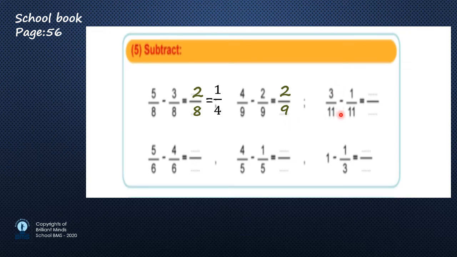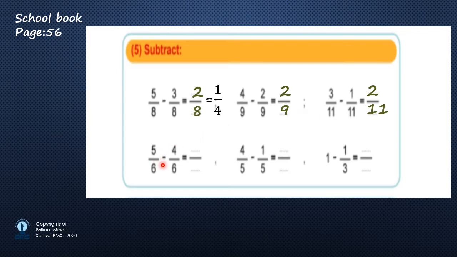3 over 11 minus 1 over 11. Drop the D. I drop 11. Second step, subtract n. 3 minus 1 equals 2. Third step, check to simplify. It is in the simplest form, yes, so you're going to leave it. Go to the next one.